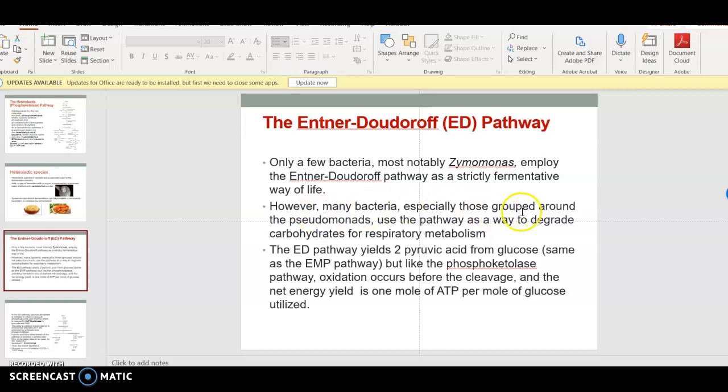However, many bacteria, especially those around the Pseudomonas group, use this pathway as a way to degrade carbohydrate for respiratory metabolism. The ED pathway yields 2 pyruvic acid from glucose, same as the EMP pathway. Okay, it means that the glucose will be broken into 2 molecules of 3 carbon. But like the phosphoketolase pathway, oxidation occurs before the cleavage, and the net energy is 1 mole of ATP per mole of glucose utilized. Alright, so total is 2 moles because it's broken down into 2 pathways.